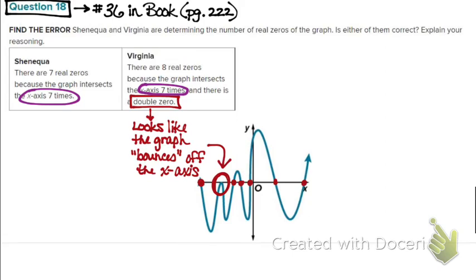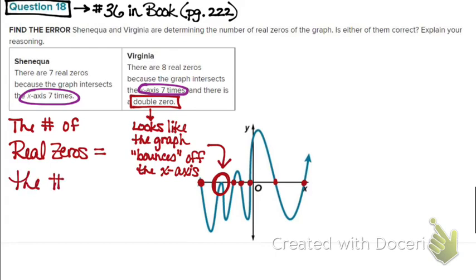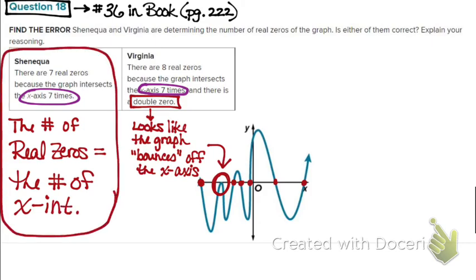When you have a double root like this right here, I still only count that number once. It's like if I gave you guys each numbers in the room and I was calling you for groups out in the hall and I accidentally called somebody's number twice. Do 2 different people show up? No, same person shows up. So Shaniqua is correct. The number of real zeros is equal to the number of x-intercepts. Shaniqua is correct.